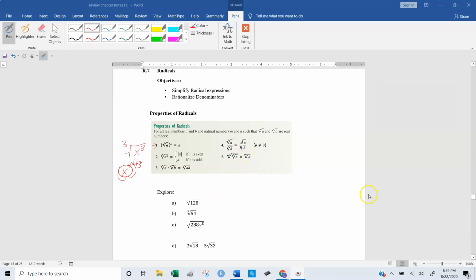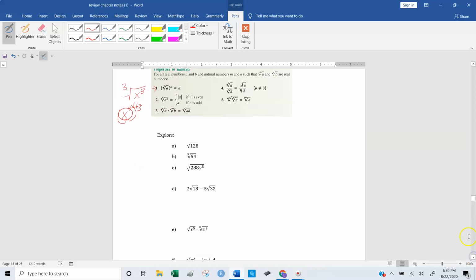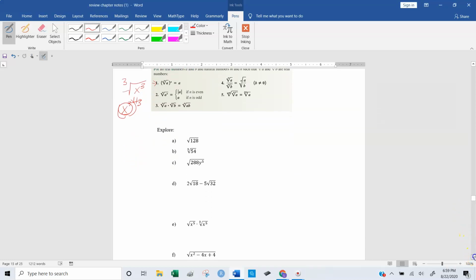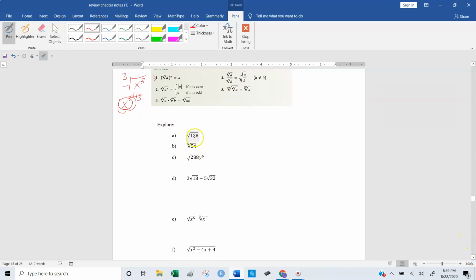All right, let's see how you're doing here. I would like you to give these a shot just to see how you remember, and then come back and check your answers with me. So I want to take the square root of 128. I know that 128 is 2 times 64. Well, the square root of 64 is 8. So we got 8 square roots of 2.